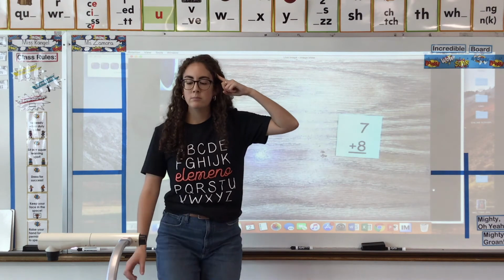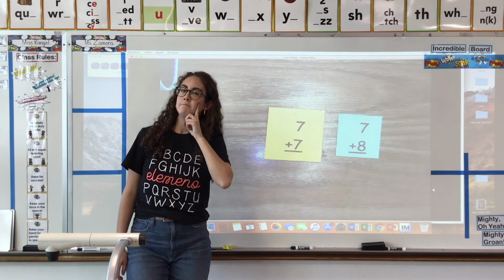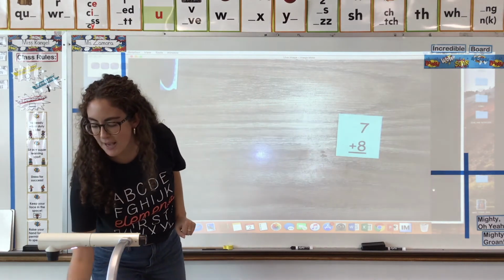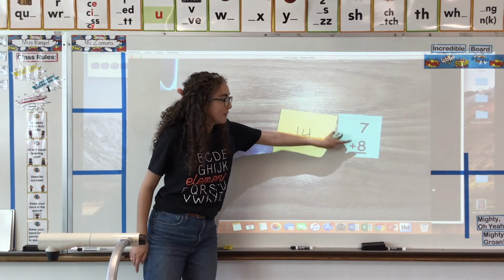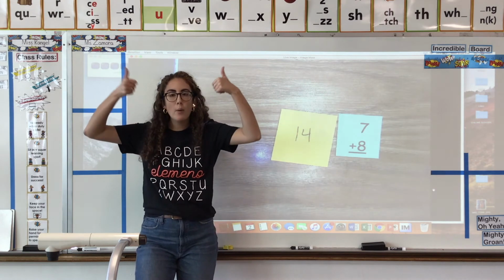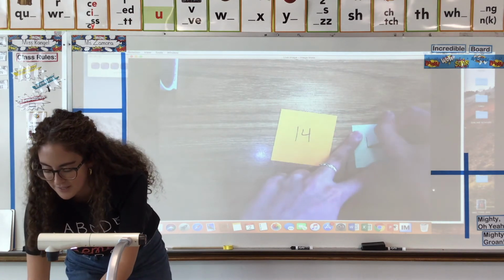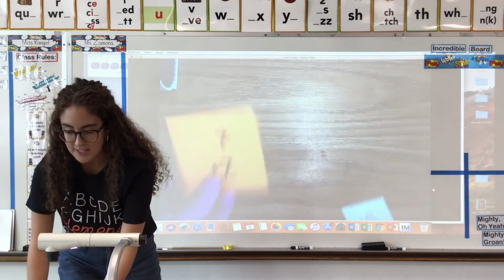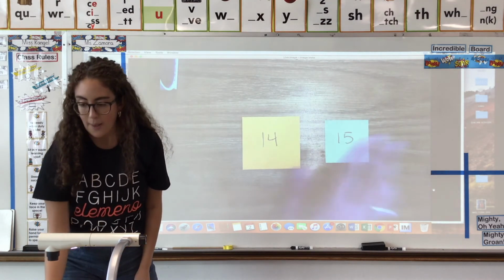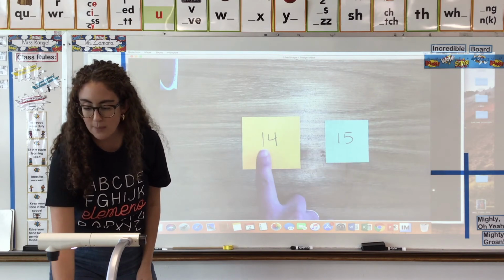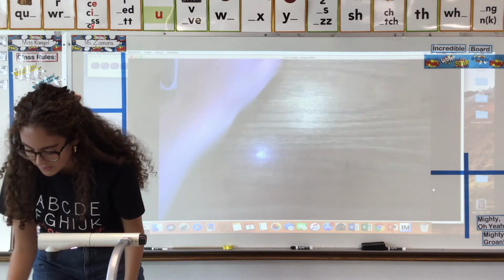So let's think about it. 7 plus 7 is... It is 14. 7 plus 7 is 14. So 7 plus 8 would be just one more, which would be 15. We know 7 plus 7 is 14, so 7 plus 8 is 15, because to solve our neighbor facts, we do our doubles plus 1. Okay, awesome. Let's put those away and we have one last one to solve.